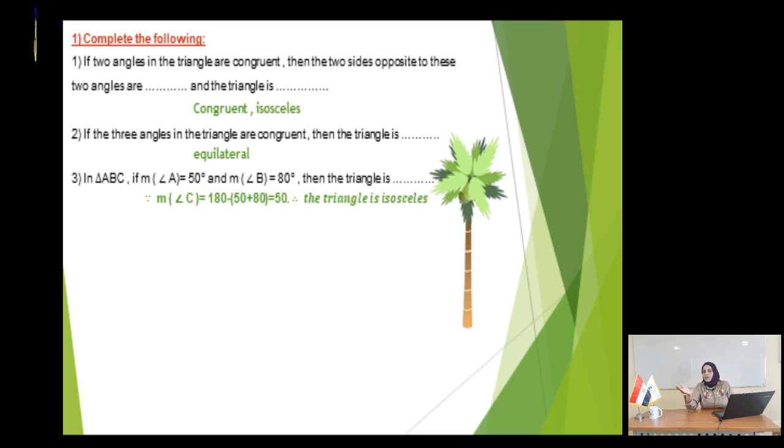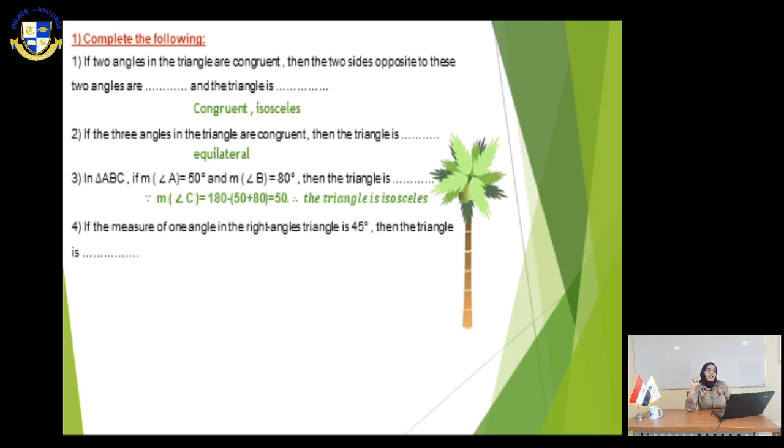To know the type of triangle, we should calculate all the angles of the triangle. So we will calculate the measure of angle C, because the sum of the angles of a triangle is 180. So 180 minus the sum of 80 and 50 will be 50. So we have two angles that are equal. So the triangle is an isosceles triangle.